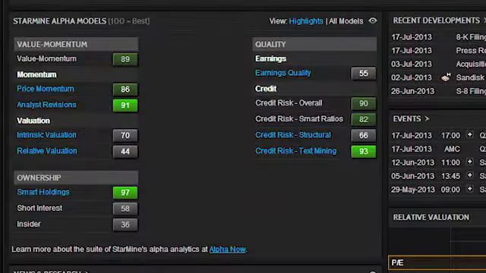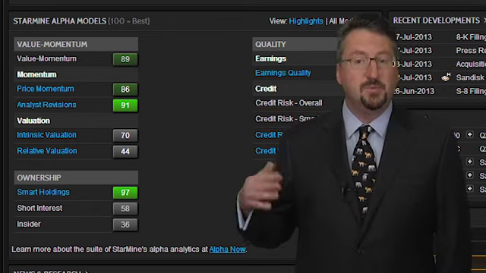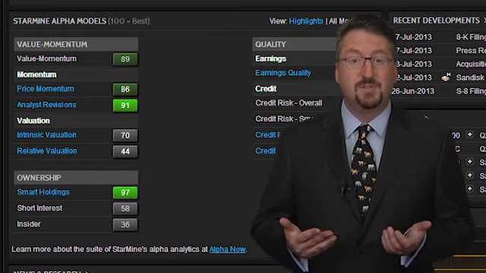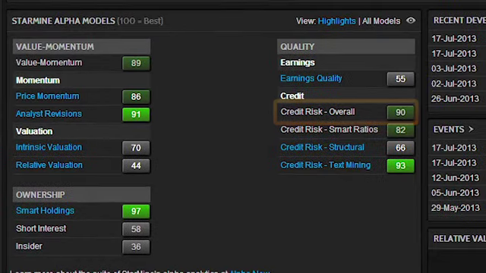In a future release, we'll have a model detail page for smart ratios as well. This credit risk model looks at standard financial ratios as a measure of a company's likelihood of default over the next year. Our smart ratios model also makes full use of our StarMine smart estimates where available. Soon you'll also see a single score for combined credit risk that brings the 3 component credit risk scores together in the most intelligent way for each company.